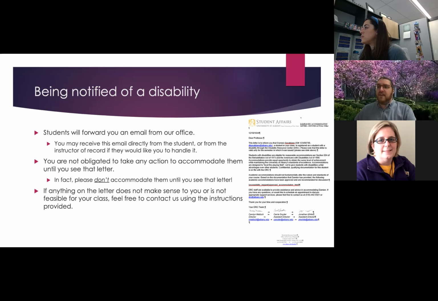Now, if anything on the letter does not make sense to you, or if you understand what's going on, but you immediately realize that one of our suggested accommodations is not going to be feasible or reasonable in the class, please feel free to contact us. Our contact information is on this document. You have our emails, you have our direct emails, you have our fax number. Get in contact with us, and we are absolutely happy to explain to you our reasoning for some of these accommodations, or we are happy to work with you to help come up with alternatives that are reasonable and make sense in your class.